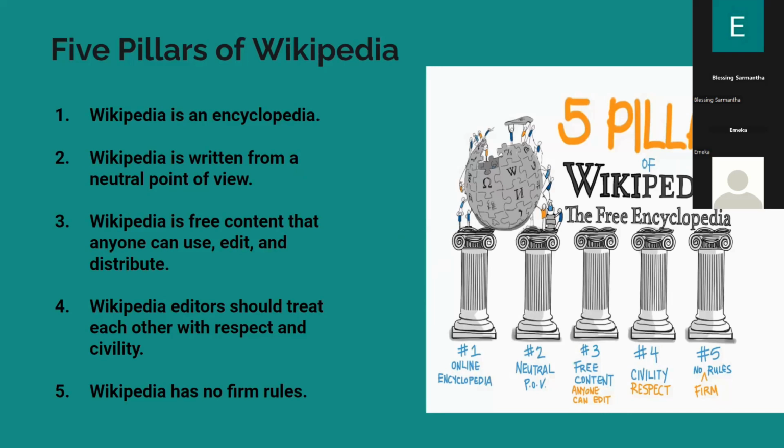The next thing is Wikipedia is free content that anyone can use, edit, and distribute. So another thing that is holding Wikipedia is that it is free content that anyone can use, edit, and redistribute. I've explained this earlier. When you edit on Wikipedia, you can edit, you can use it, you can distribute it. When you upload your picture on Commons, that means automatically you are giving free access.